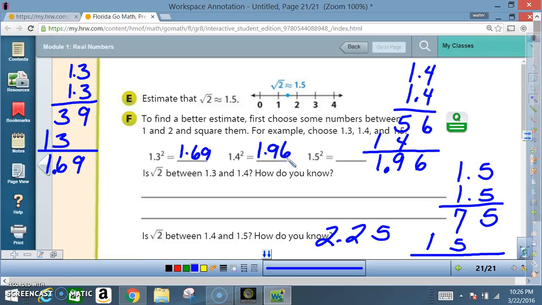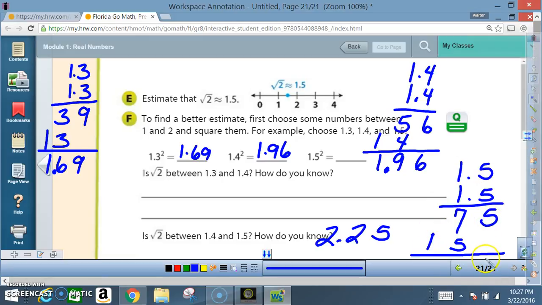And for 1.5 squared, we came out with 1.5 times 1.5. 5 times 5 is 25. Carry a 2. 5 times 1 is 5, plus 2 is 7. 1 times 5 is 5. And 1 times 1 is 1.